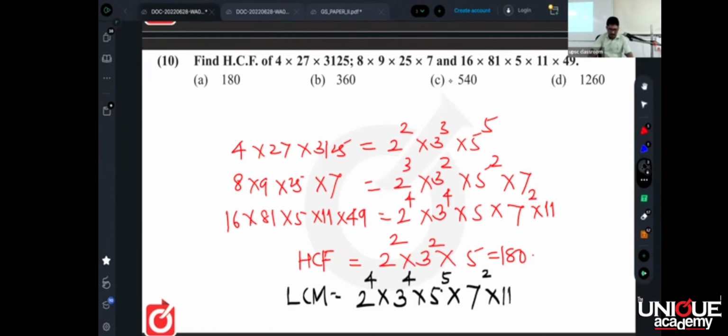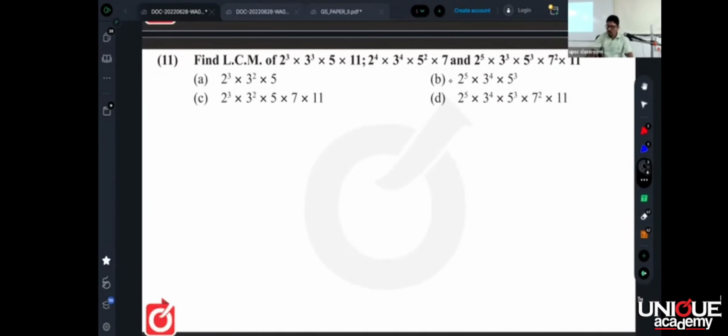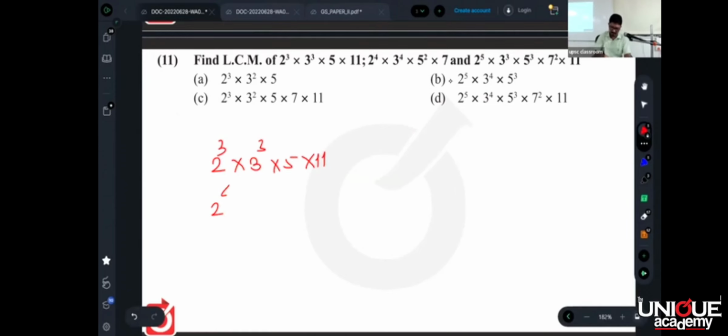Okay. Now the 11th question, you can do orally. Here 2 cube into 3 cube into 5 into 11. Then 2 raised to 4 into 3 raised to 4 into 5 square into 7. And last, 2 raised to 5 into 3 cube into 5 cube into 7 square into 11. We have to find their LCM.